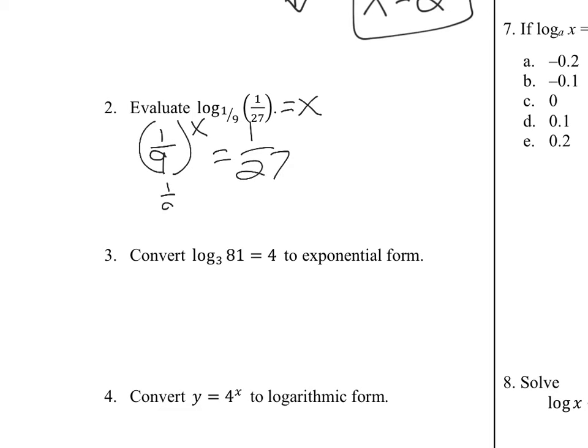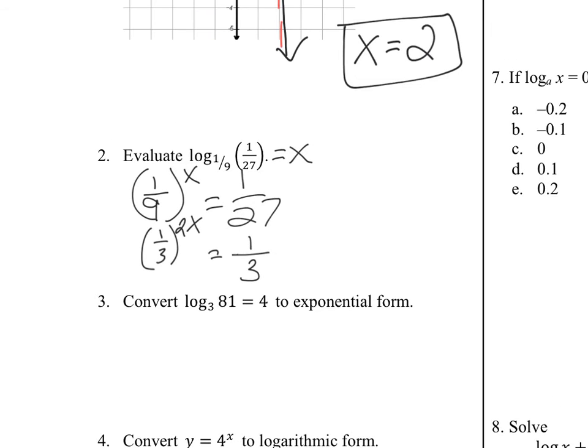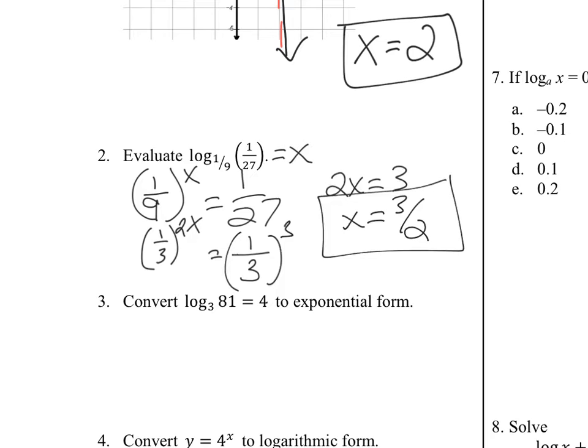So this is going to be 1/9, oops, not 1/9, 1/3 squared, to the x, so that's to the 2x. And this 27 is 3 cubed. So what I end up with is 2x equals 3. So x equals 3/2. And that's my answer.